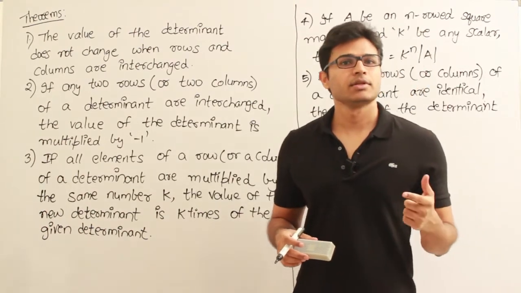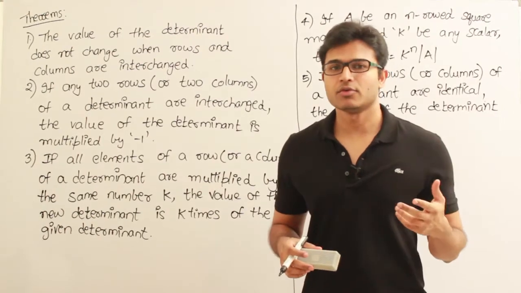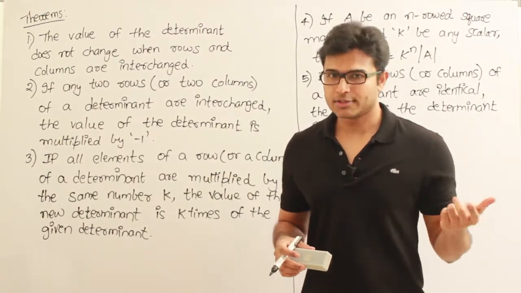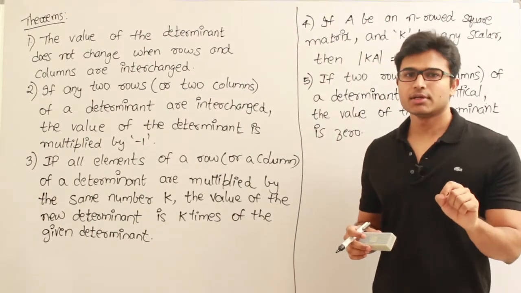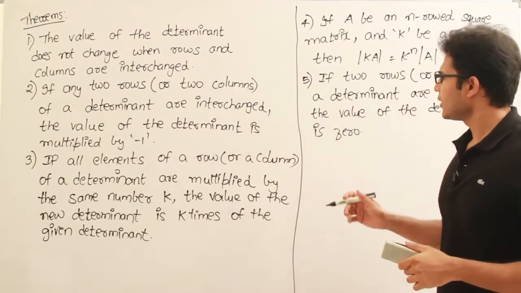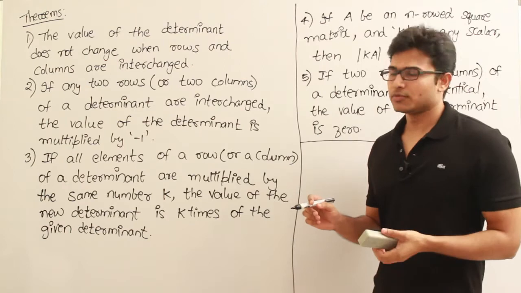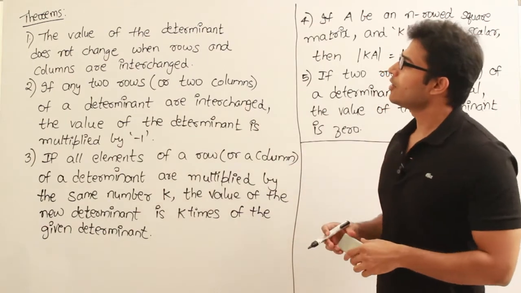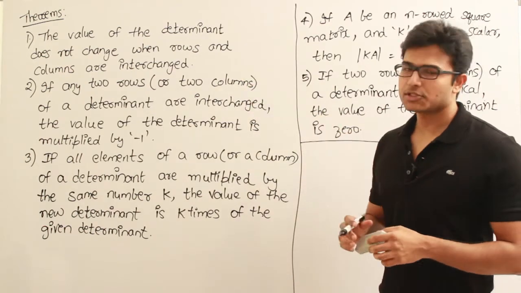But once you remember these theorem statements, it will be easy for you to compute the determinants of bigger matrices later. Okay. So I'll just explain how it is actually true, but then you please remember them. There are lots of theorems like this. I'll give you all the important theorems without proofs. The first one is the value of the determinant does not change when rows and columns are interchanged.